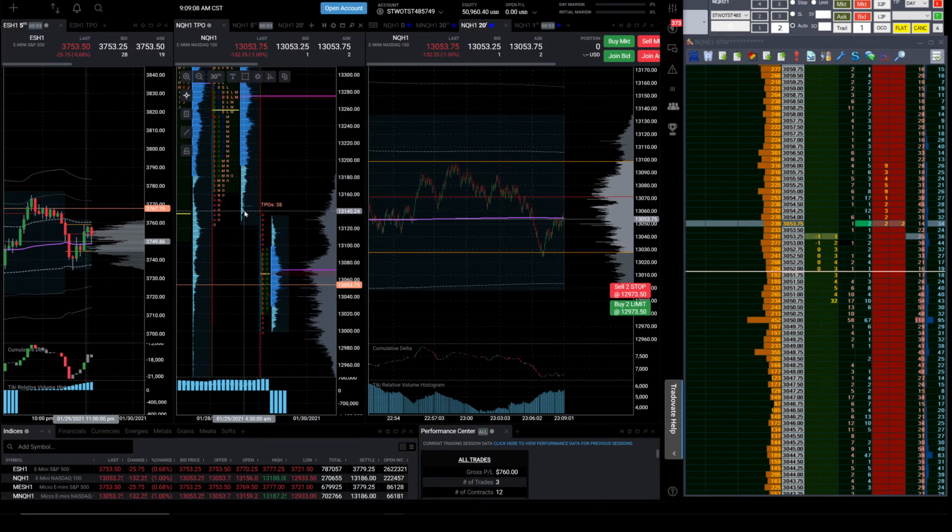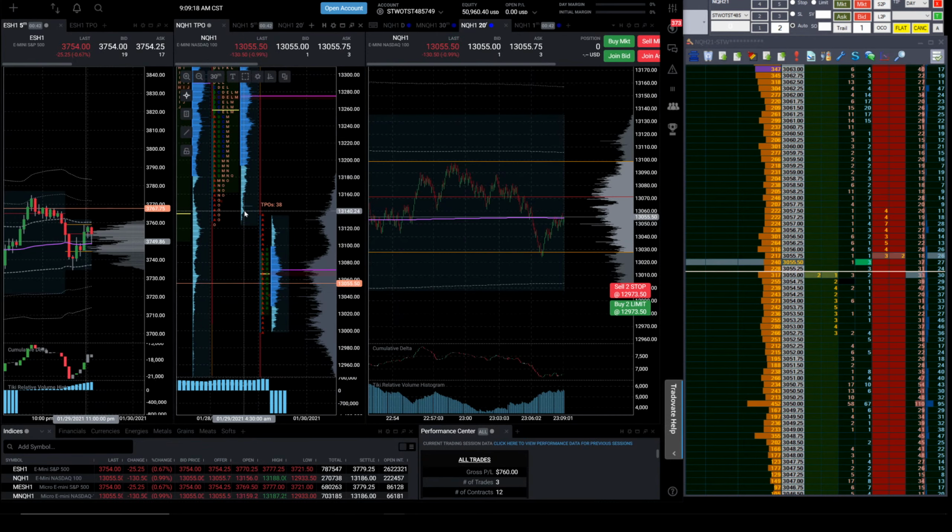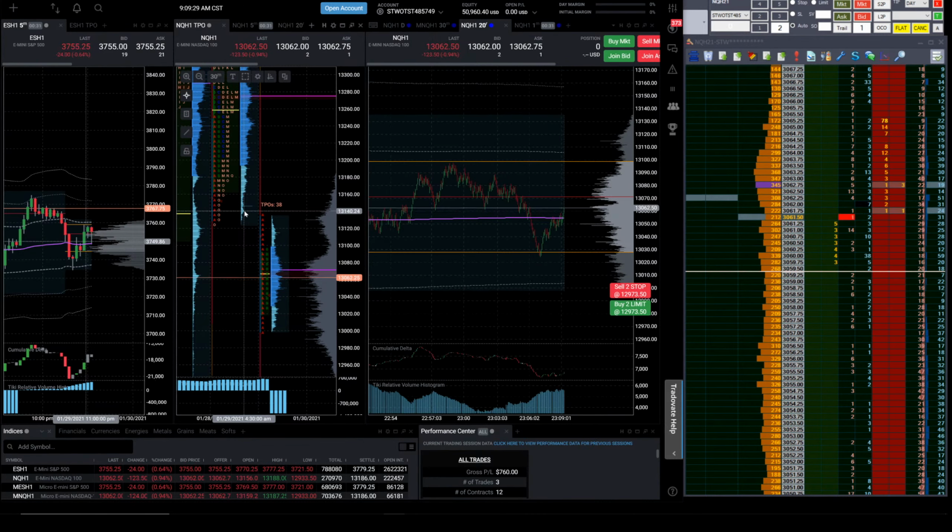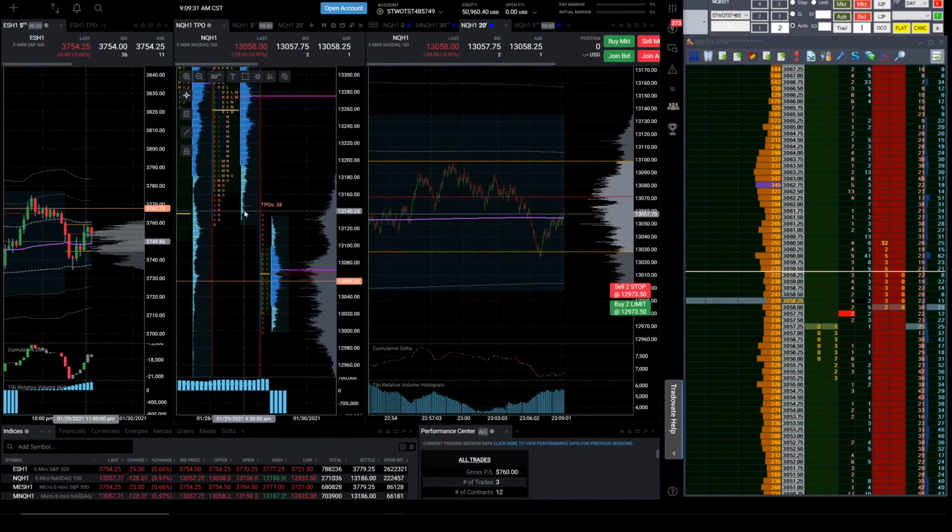Sierra Chart and Investor RT. I have a TradeStation account. I have a Thinkorswim account. I didn't like TradeStation at all. It reminded me of Ninja Trader, which I'm not particularly fond of.